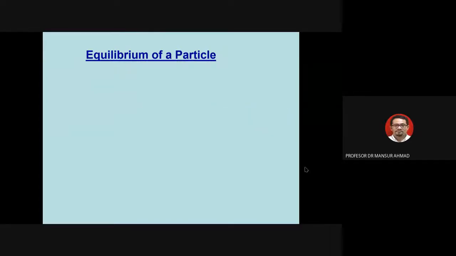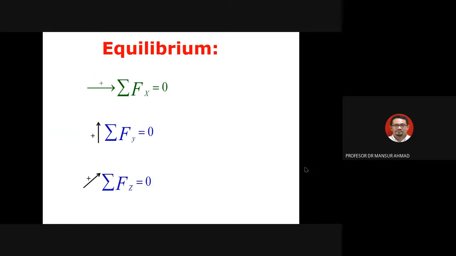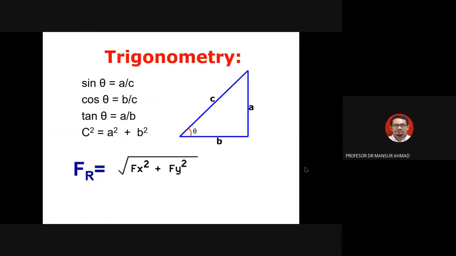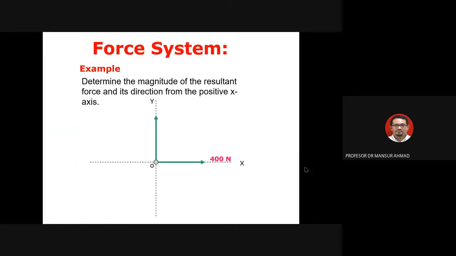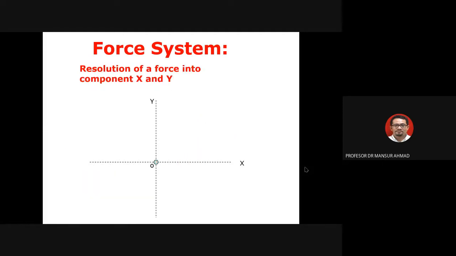Okay, I hope that you already have grasped the concept of equilibrium, konsep keseimbangan, because this is going to be applied, going to be used again and again in statics. I think we stopped here last Monday. Do you have any question on this particular topic?